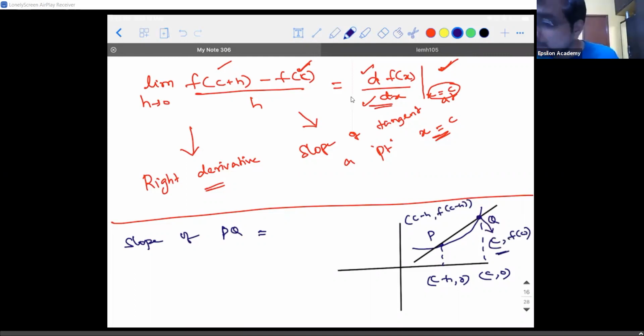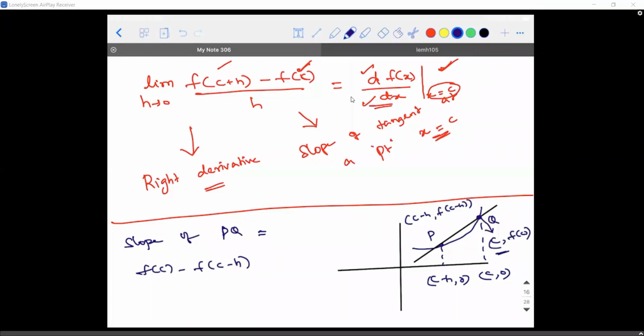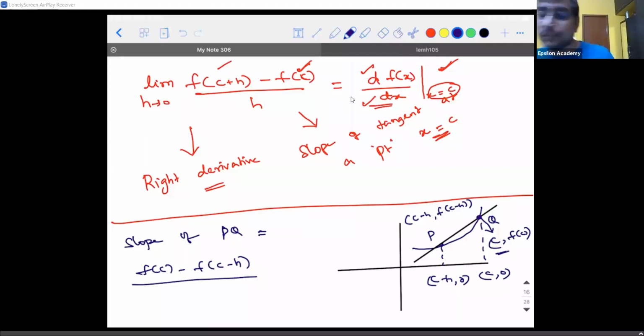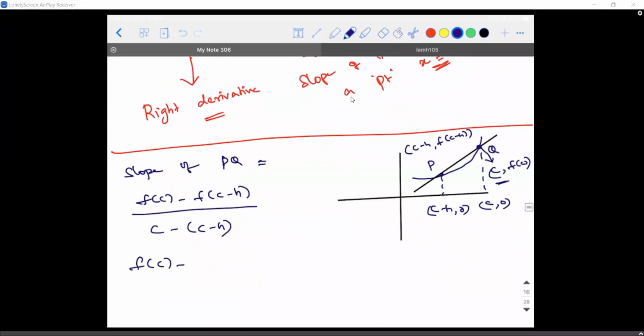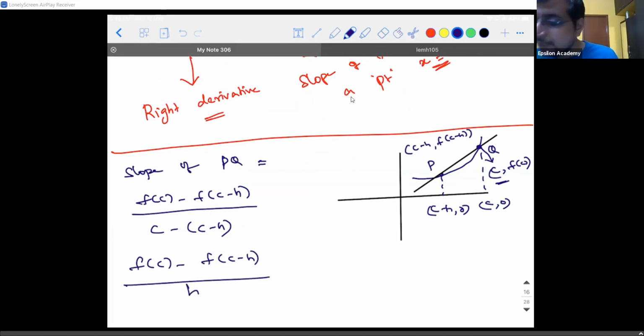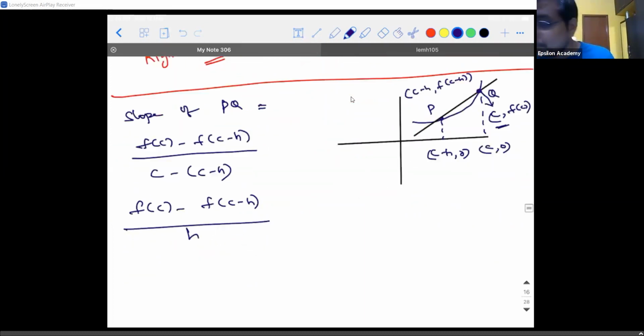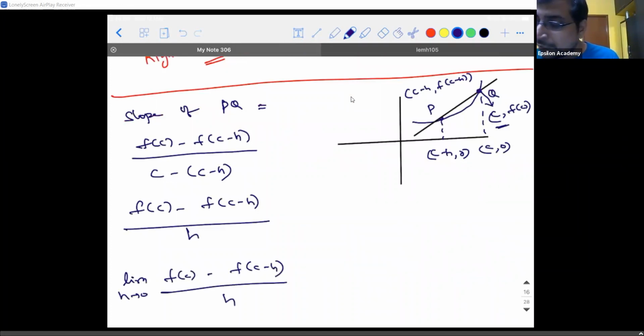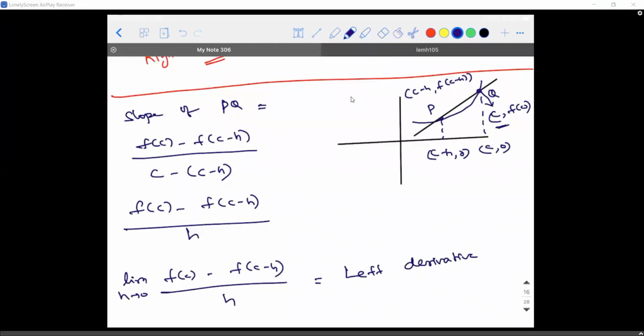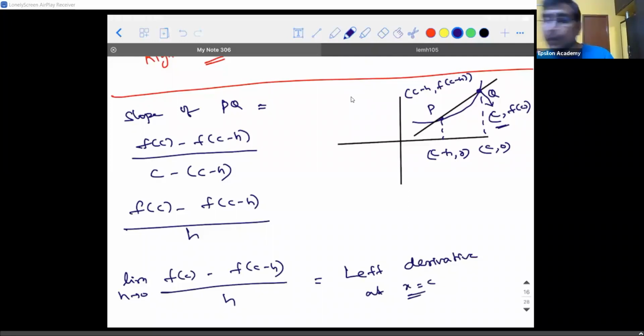So what is the slope of PQ? f of C minus f of C minus H, the whole divided by C minus (C minus H), which is H. If I apply the limit to the slope of PQ, limit H tends to 0, then what can this be called? This is what is called the left derivative at x is equal to C. Why? Because you are approaching this point C from the left, from C minus H, from the left of C. That's why it is called the left derivative.